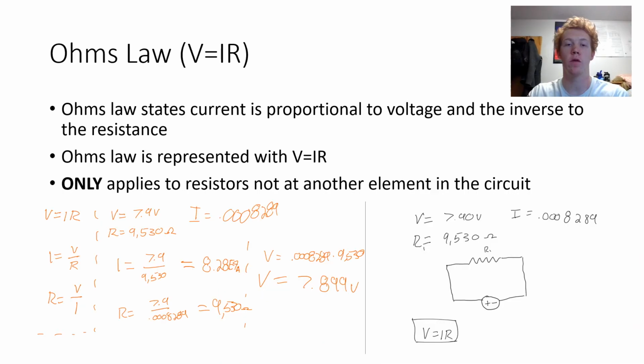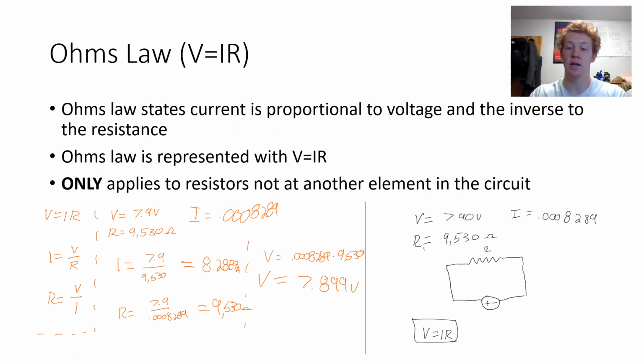We will now go over Ohm's law. Ohm's law states that the current is proportional to the voltage and inversely proportional to the resistance. Ohm's law is represented as V equals IR. It's important to state that Ohm's law only applies to resistors and no other element in the circuit.